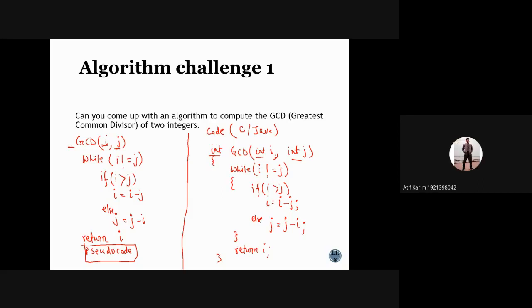Because it is like code, but it is not actual code. It is a representation of what the code will be. So it is not necessary to state what the data type would be.